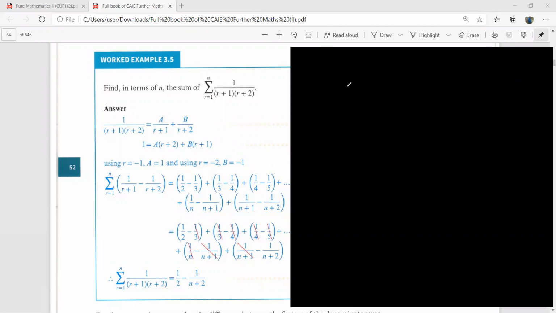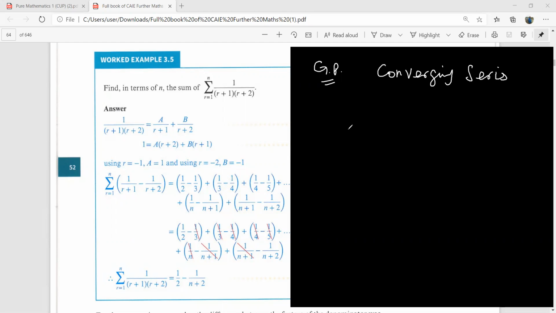Do you remember, in your GP, you had the converging series? When do we have the converging series in GP? Yes, r is less than 1. Your r is less than one.